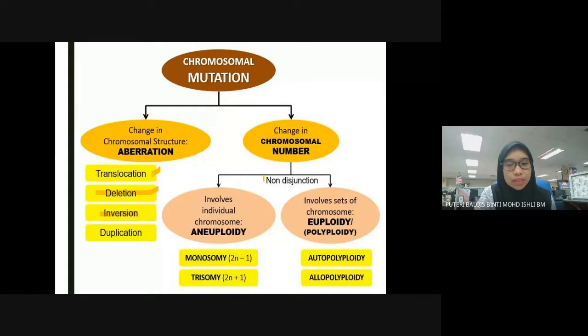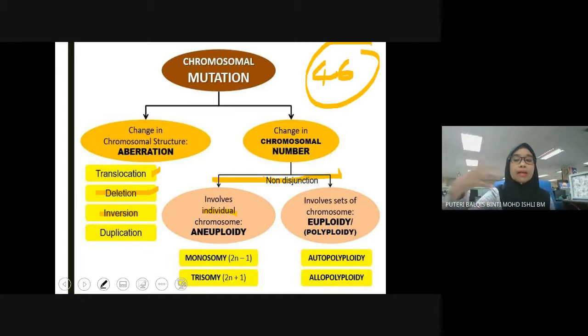Change in chromosomal number ni disebabkan non-disjunction. So it may involve individual chromosome, aneuploidy, and involve sets of chromosome. Sama ada individual kromosom, satu kromosom saja, ataupun set of kromosom, keseluruhan kromosom. Contohnya kita ada 46 tu lah yang akan berlaku non-disjunction. Untuk aneuploidy kita ada monosomy, trisomy. Untuk involve set of chromosome kita panggil euploidy. We have autopolyploidy or allopolyploidy.